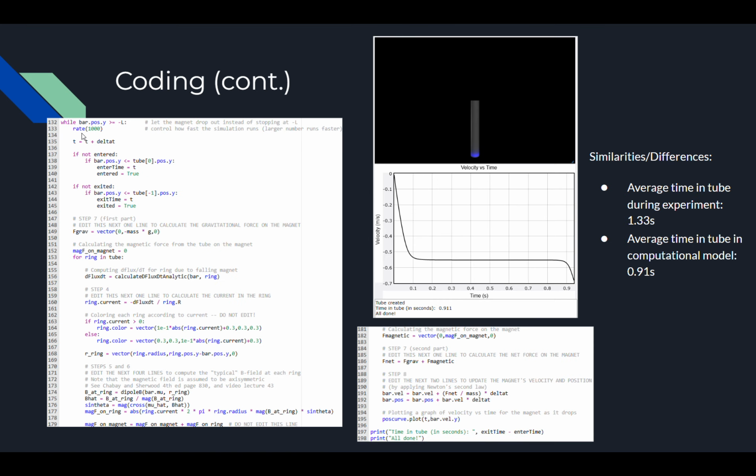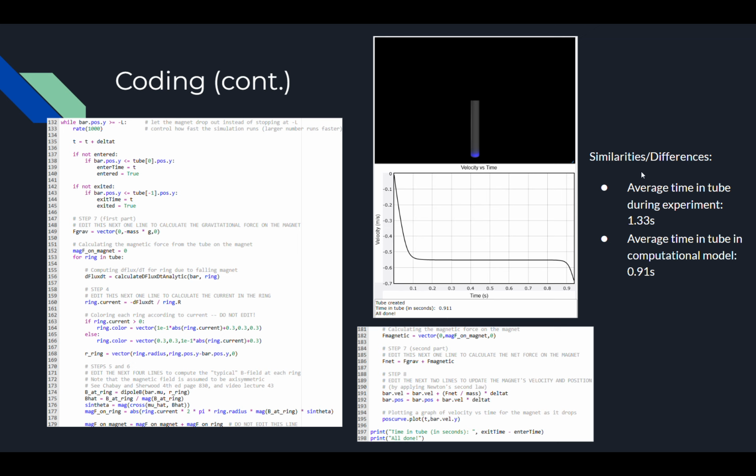So here, this was where we calculated the forces. First we have gravitational force, and then with this for loop over here, we calculated the magnetic force, and then over here we added the gravitational force plus the magnetic force to get the net force, and we did the velocity and position update for the graph. Based on the graph, we were able to get that the time in the tube for the magnet would be 0.911 seconds.